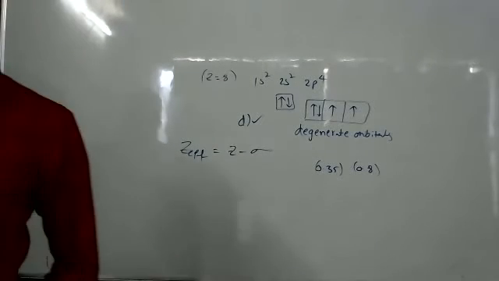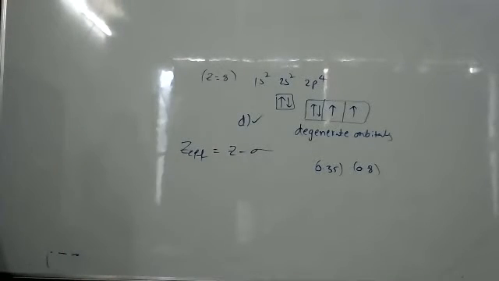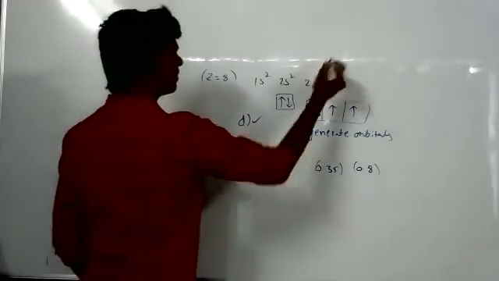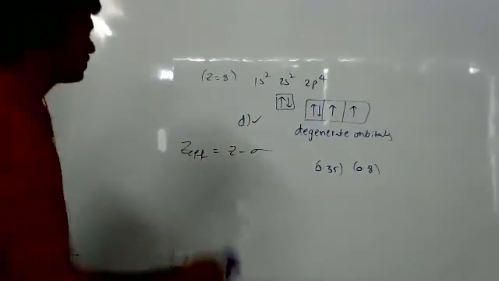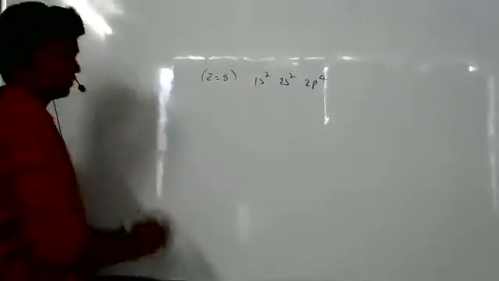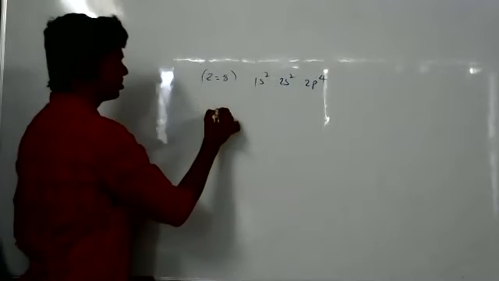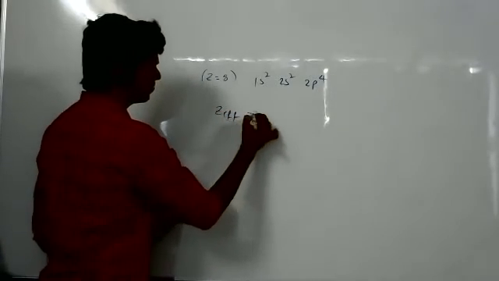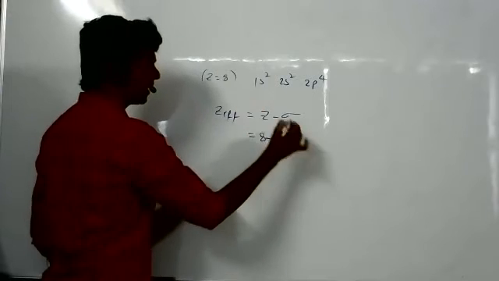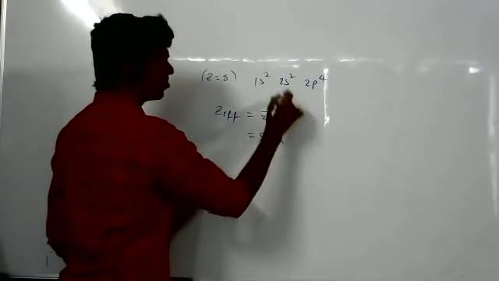We will see if any problem comes, and I will explain related to this. Even we can calculate option A also. Option: Z effective for an electron in the 2s orbital is the same as Z effective for an electron in the 2p orbital. How will it be the same? Suppose you select oxygen. Z effective is equal to atomic number Z minus sigma. Atomic number 8 minus sigma.